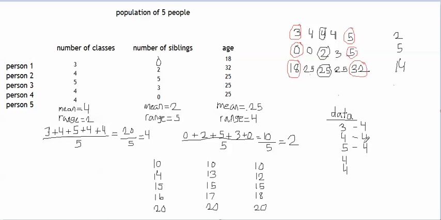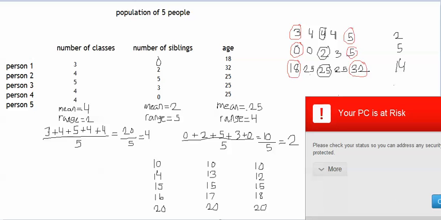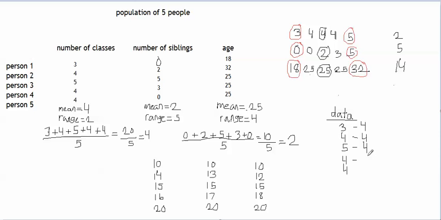We're subtracting each data value by the mean of the entire set of data. Well, I mean, we're subtracting each data value by the mean of the entire column of data. The answers that we get are called deviations. We'll just put DEV for deviations.